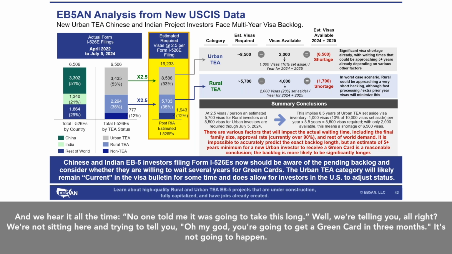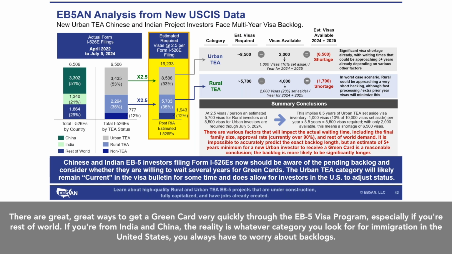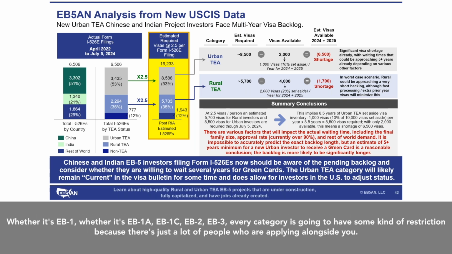We hear it all the time: no one told me it was going to take this long. Well, we're telling you. We're not sitting here trying to tell you that you're going to get a green card in 3 months. It's not going to happen. There are great ways to get a green card very quickly through the EB5 visa program, especially if you're rest of world. If you're from India and China, the reality is whatever category you look for immigration in the United States, you always have to worry about backlogs, whether it's EB1, EB1A, EB1C, EB2, EB3.